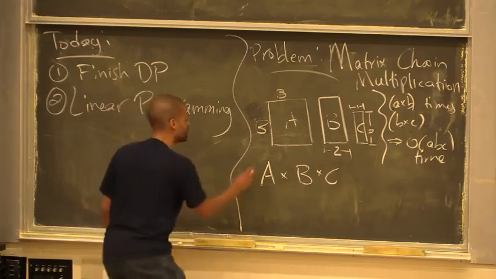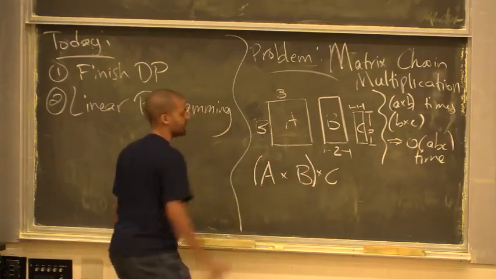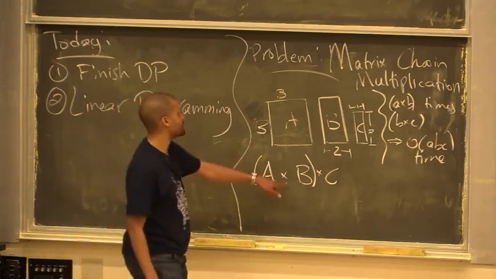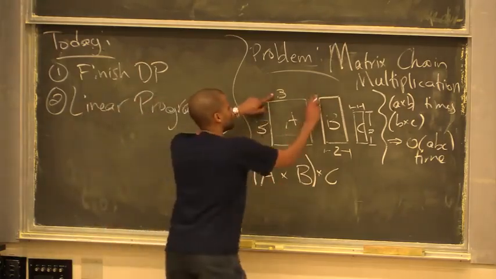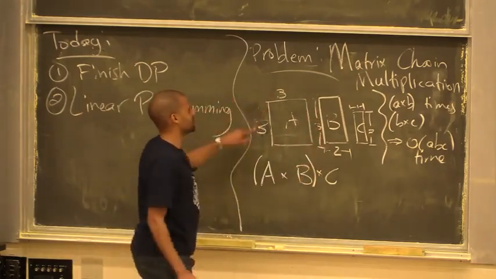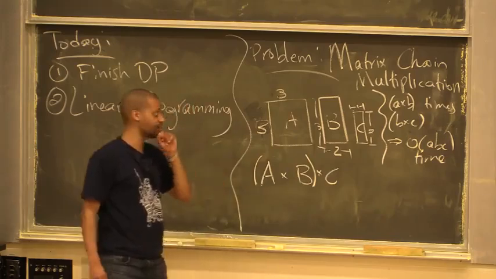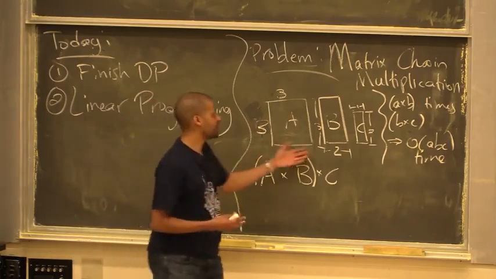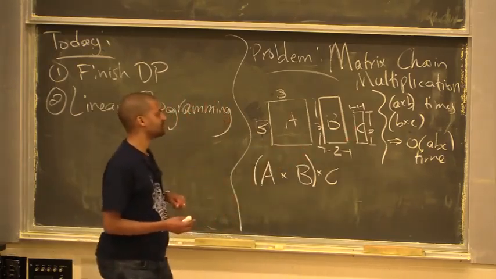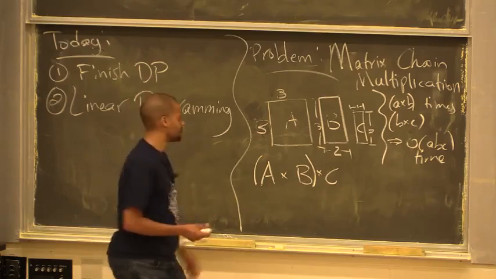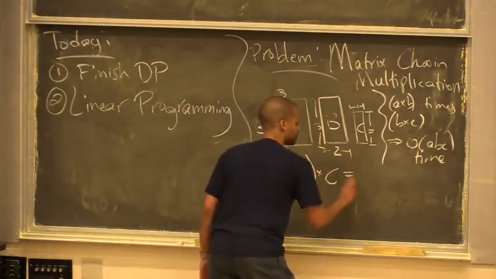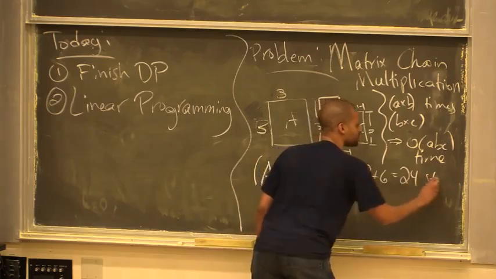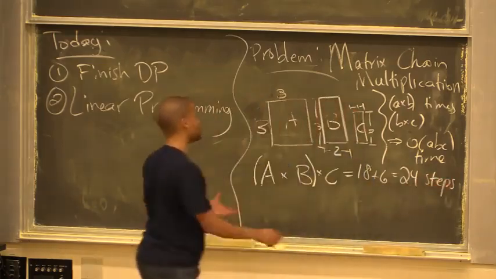For example, if you chose to do A times B first and then multiply by C, how much time would that take? A times B is a 3 by 3 times a 3 by 2. That takes 3 times 3 times 2, which is 18 steps. And now you have a 3 by 2 matrix. And that 3 by 2 matrix times a 2 by 1 takes 6 steps. So this in total would take 18 plus 6, which is 24 steps, or runtime, if you did it this way.